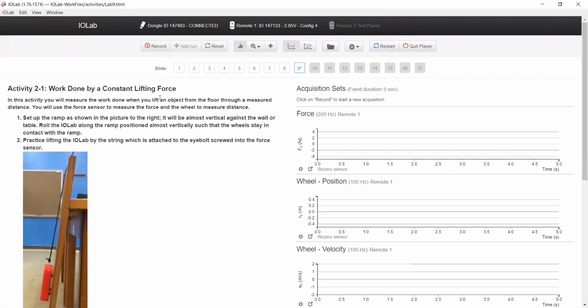Okay, work done by a constant lifting force. In this activity, we will measure the force applied when you lift an object from the floor through a measured distance. You will use the force sensor to measure the force and the wheel to measure the distance.